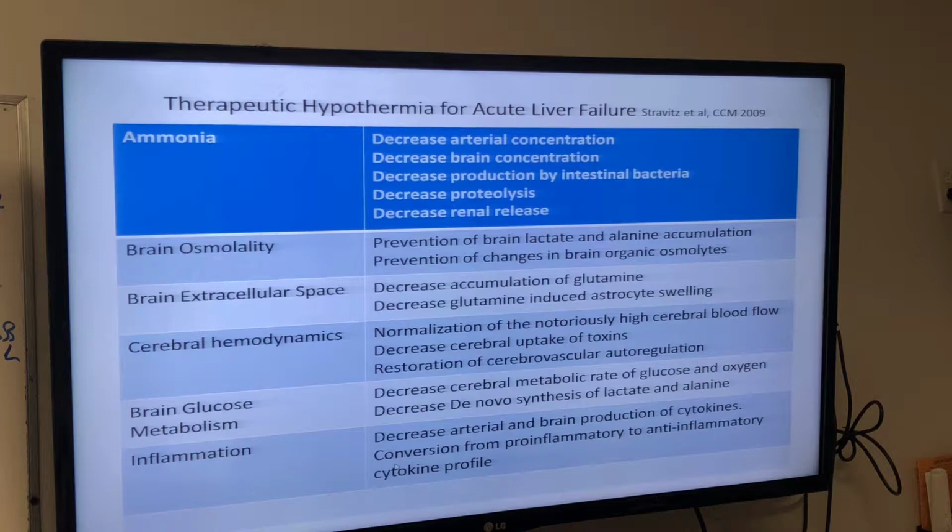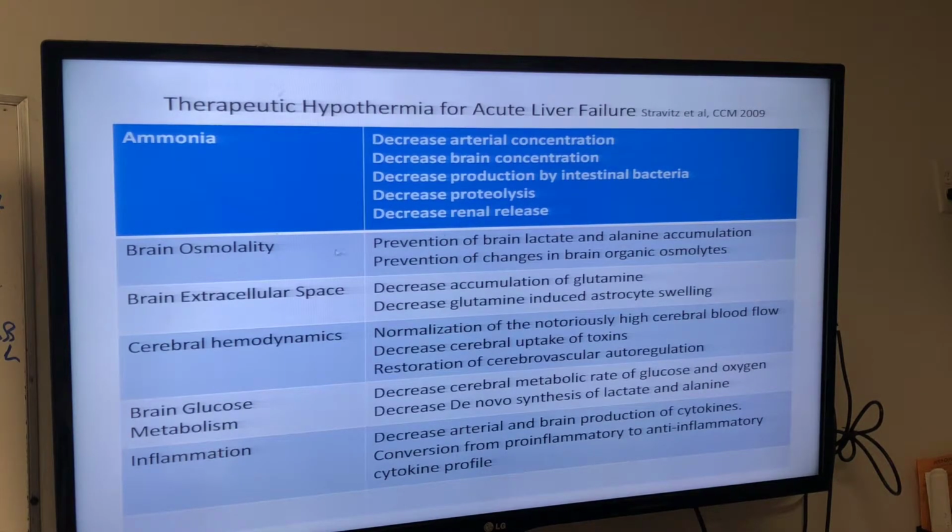Anyway, so what are the causes of death for acute liver failure? Coagulopathy, infection, that's number 1 and 2, and then cerebral edema number 3. Right, so they die of cerebral edema because of the ammonia. Very high ammonia, they swell, and so on.